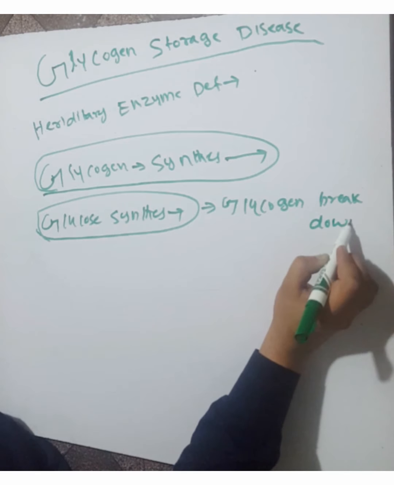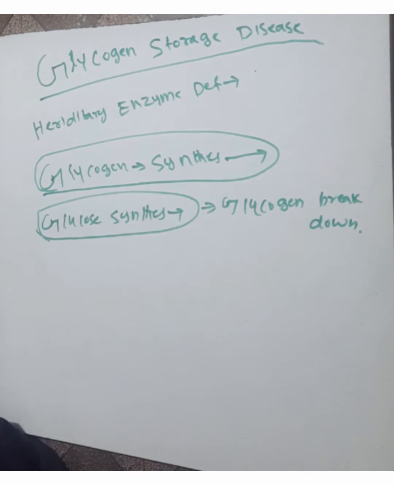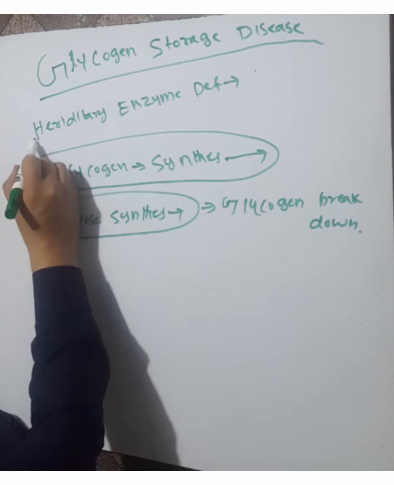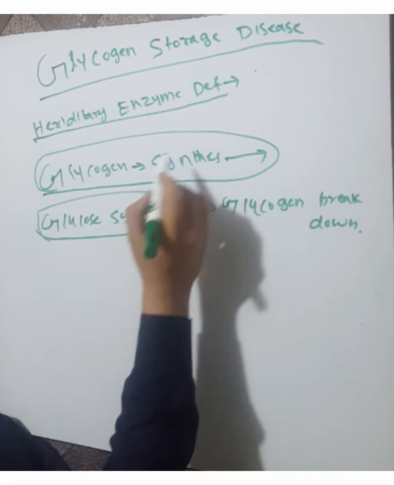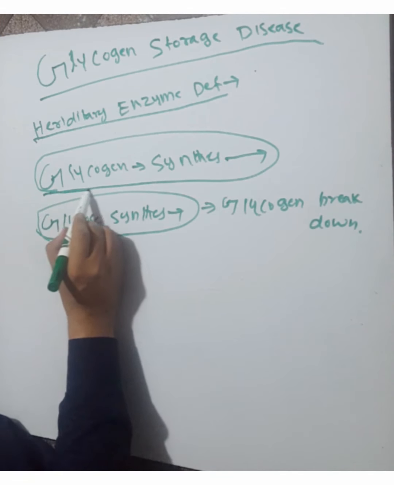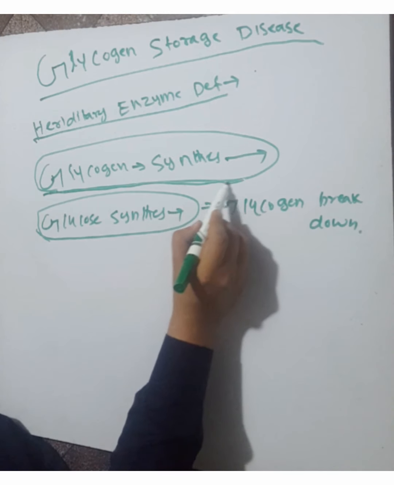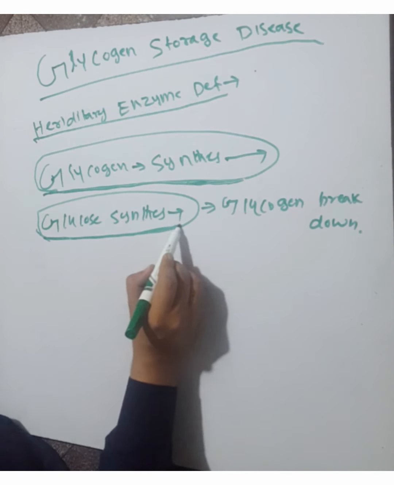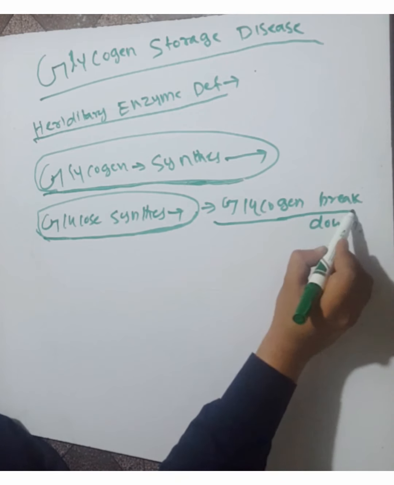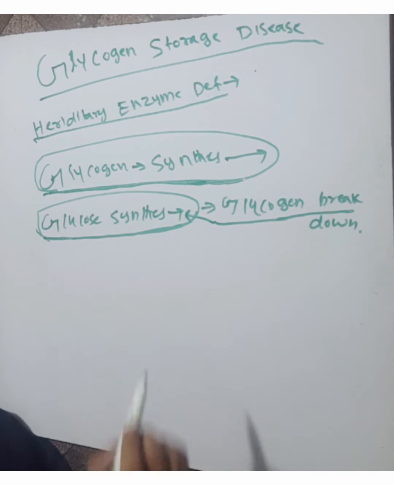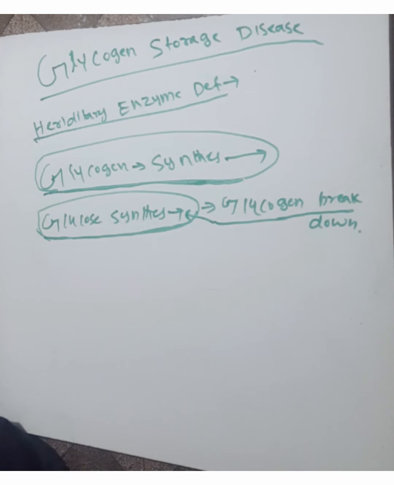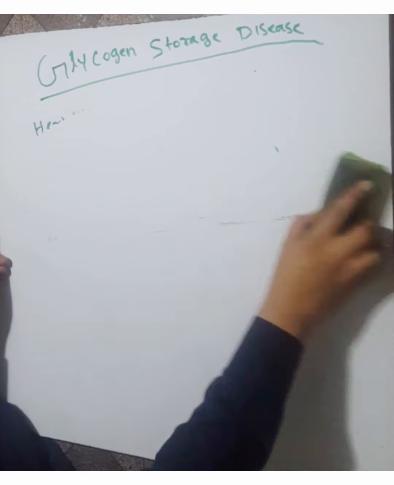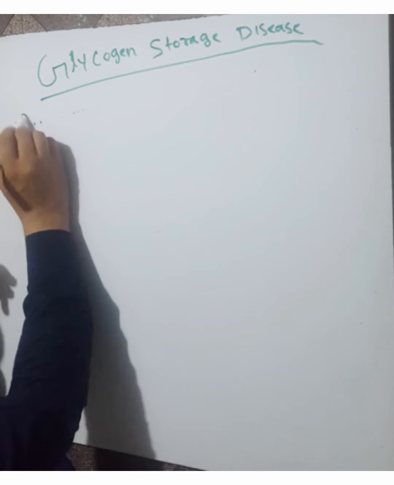So what is glycogen storage disease? It is a hereditary disorder in which there is a deficiency of an enzyme involved in synthesizing glycogen, or an enzyme involved in breaking down glycogen to convert it into glucose molecules. There are two forms of glycogen storage disease. Number one is the hepatic form, and number two is the myopathic form.